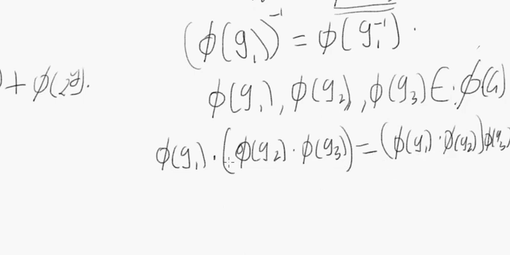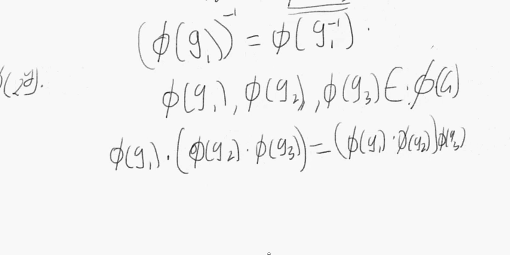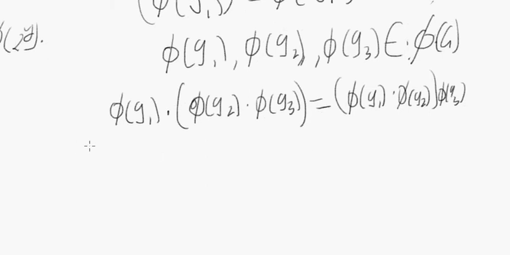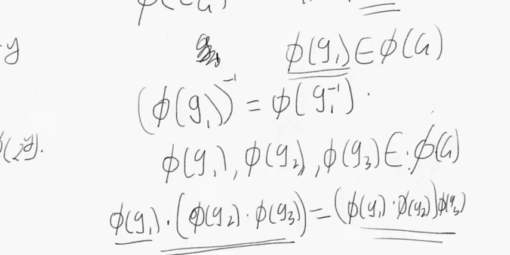That means the order of multiplication doesn't matter. All these are elements of phi of G, the image. This is actually true because phi of G1 is still an element of H. Remember, phi was a function from G to H. So phi of G1, phi of G2, and phi of G3 are in H, and this operation of multiplication is also in H. Because this product is the same as this product in H, this product is also the same in phi of G, in the image of phi. So associativity holds. The only property left to prove is closure.